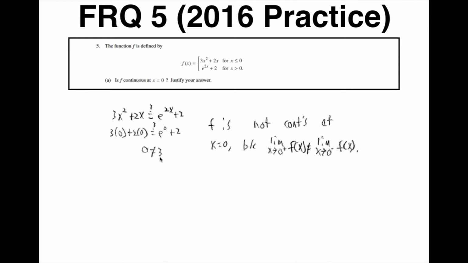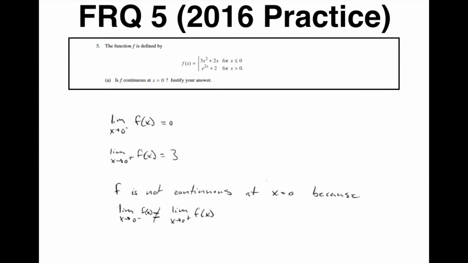Just finding that earns a point, but if you can't explain, if you can't justify your answer using limits, using calculus concepts, you're not going to earn the second point. So this part is very good. The limit as x approaches 0 from the right is not equal to the limit as x approaches 0 from the left for the function f. 2 points for student A.